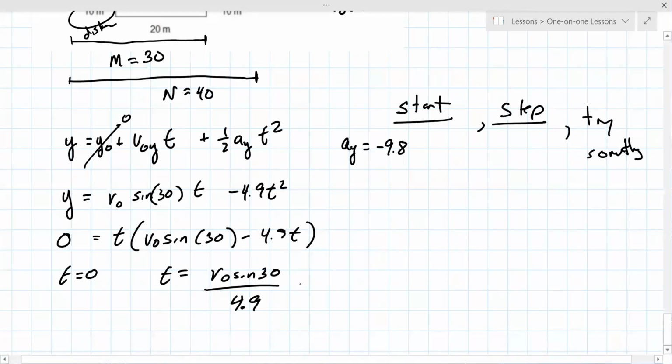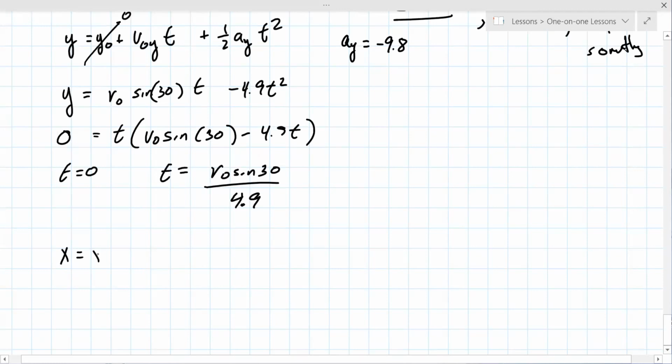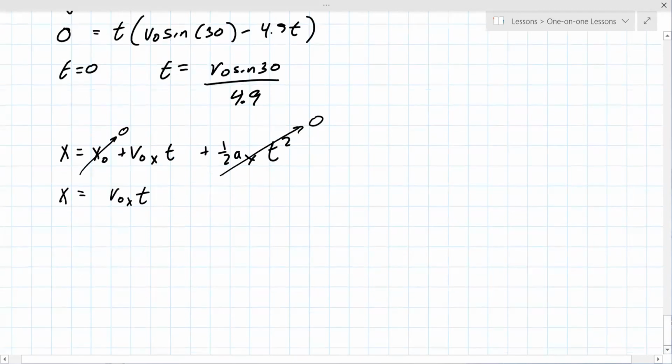The next thing here is if you had the time, what would you do? You would plug it into the x equation. So the x equation is x0 plus v0x t plus 1/2 acceleration in the x direction t squared. But we know that its initial x position is 0 and its acceleration in the x direction is 0. So we know that x equals v0x times t. The v0x has the same problem as before. It's v0 cosine 30 times time.